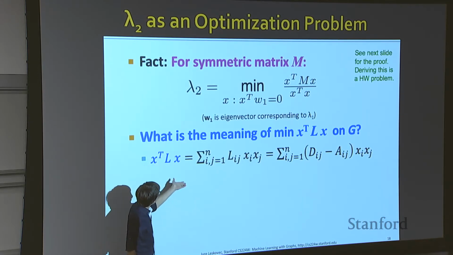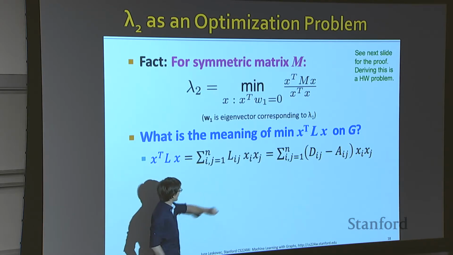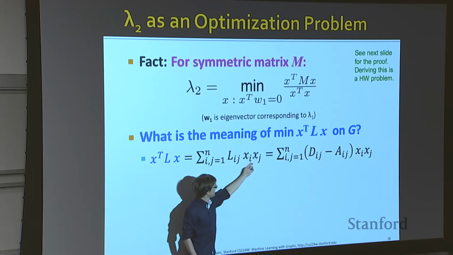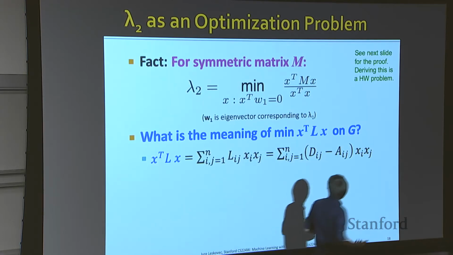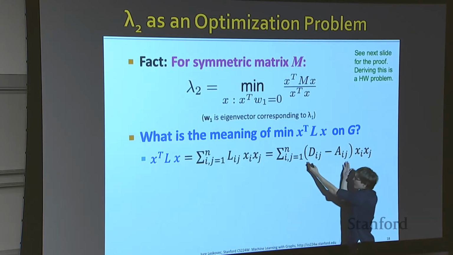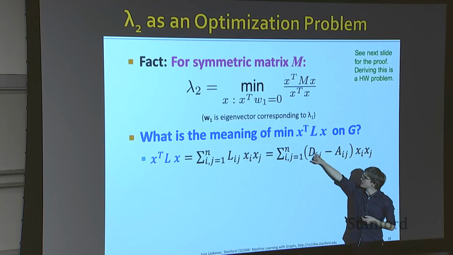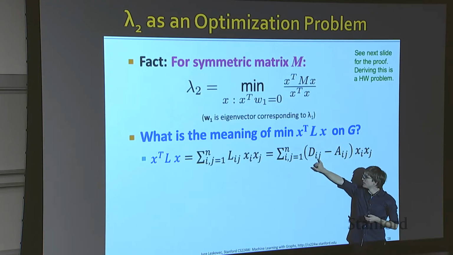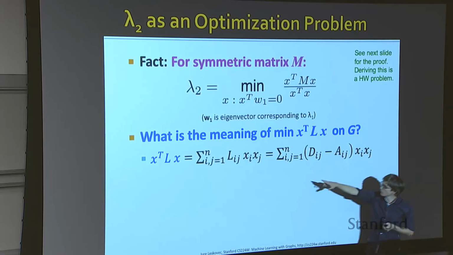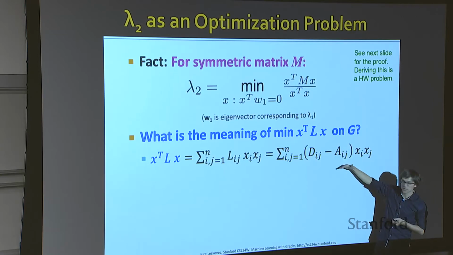And I'll just write it out. This is a sum over i and j, where for every i and j, I take xi and multiply with xj. Or another way I can do it is I take the Laplacian matrix and expand it into its definition. Every entry of the Laplacian matrix is the entry of the degree matrix minus the entry of the adjacency matrix. I just took L and expanded it by its definition.